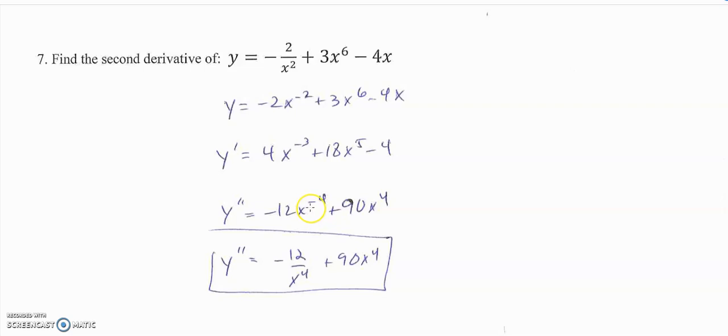So our second derivative would be negative 12x to the negative 4 plus 90x to the 4. You can take that x to the negative 4 and move it to the denominator. So it would be negative 12 over x to the 4 plus 90x to the 4.